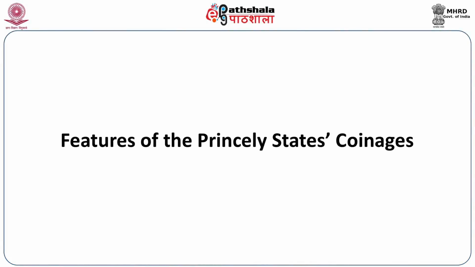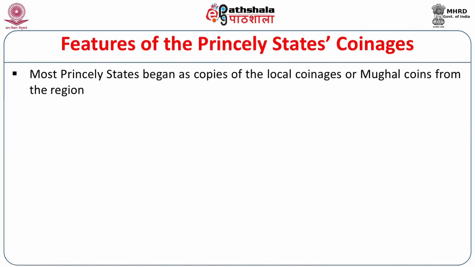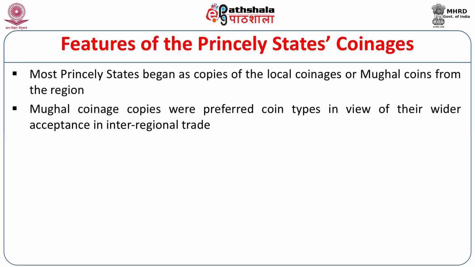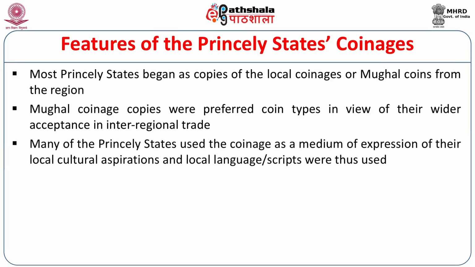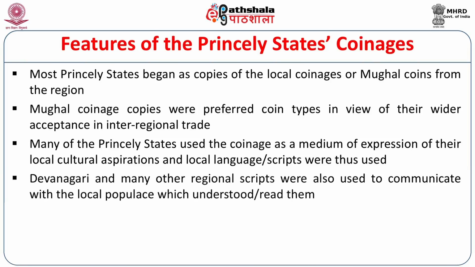The features of the Indian princely states are that most of these began as imitations of the local coinages or as coins of the Mughals themselves. The Mughal coin imitations were preferred over the other coins simply because they were more accepted in the interregional trade of the country. Many of the princely states used this opportunity to express their own local cultural aspirations, and their own local languages and scripts were thus employed on these coins. Devanagari, along with many other regional scripts, was thus used to communicate with the local populace who understood or read them.